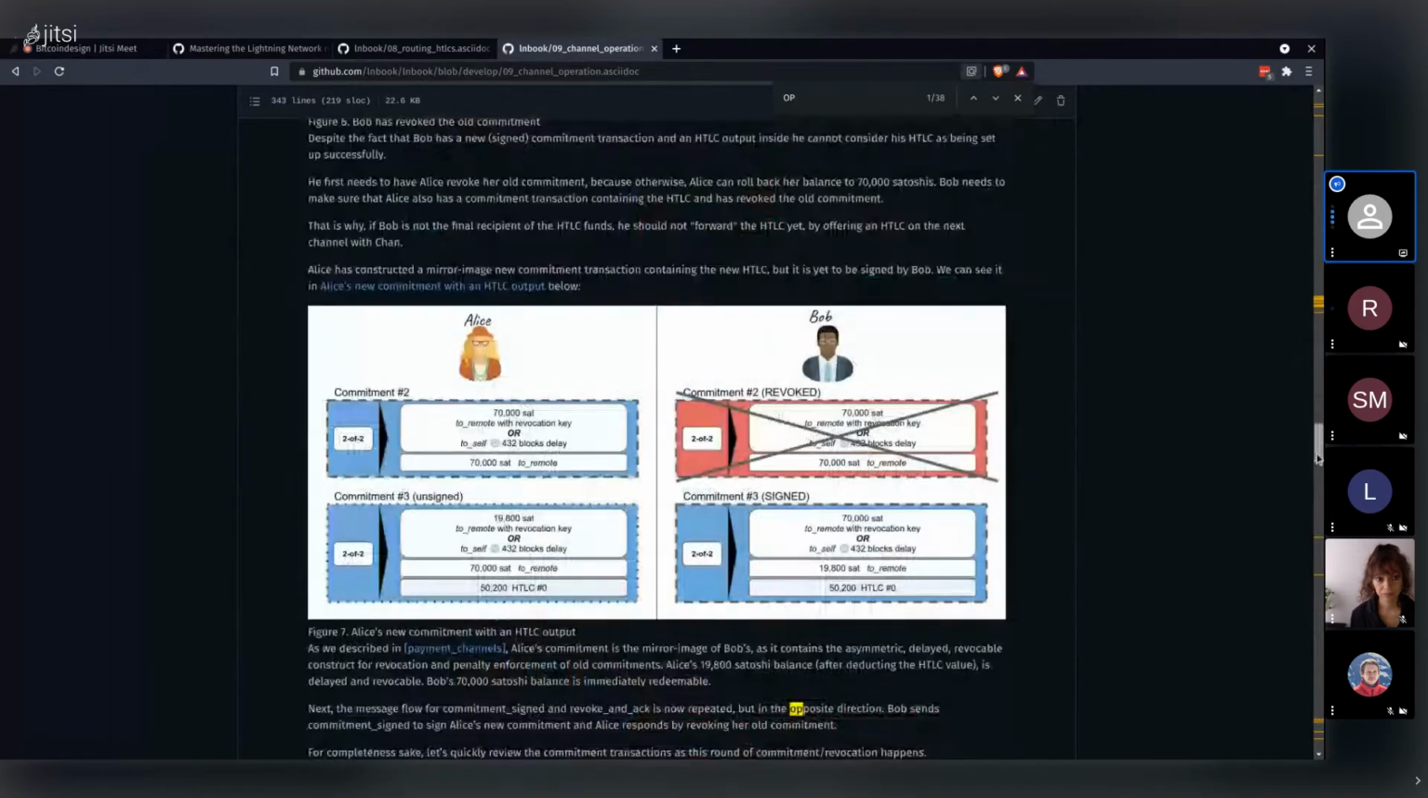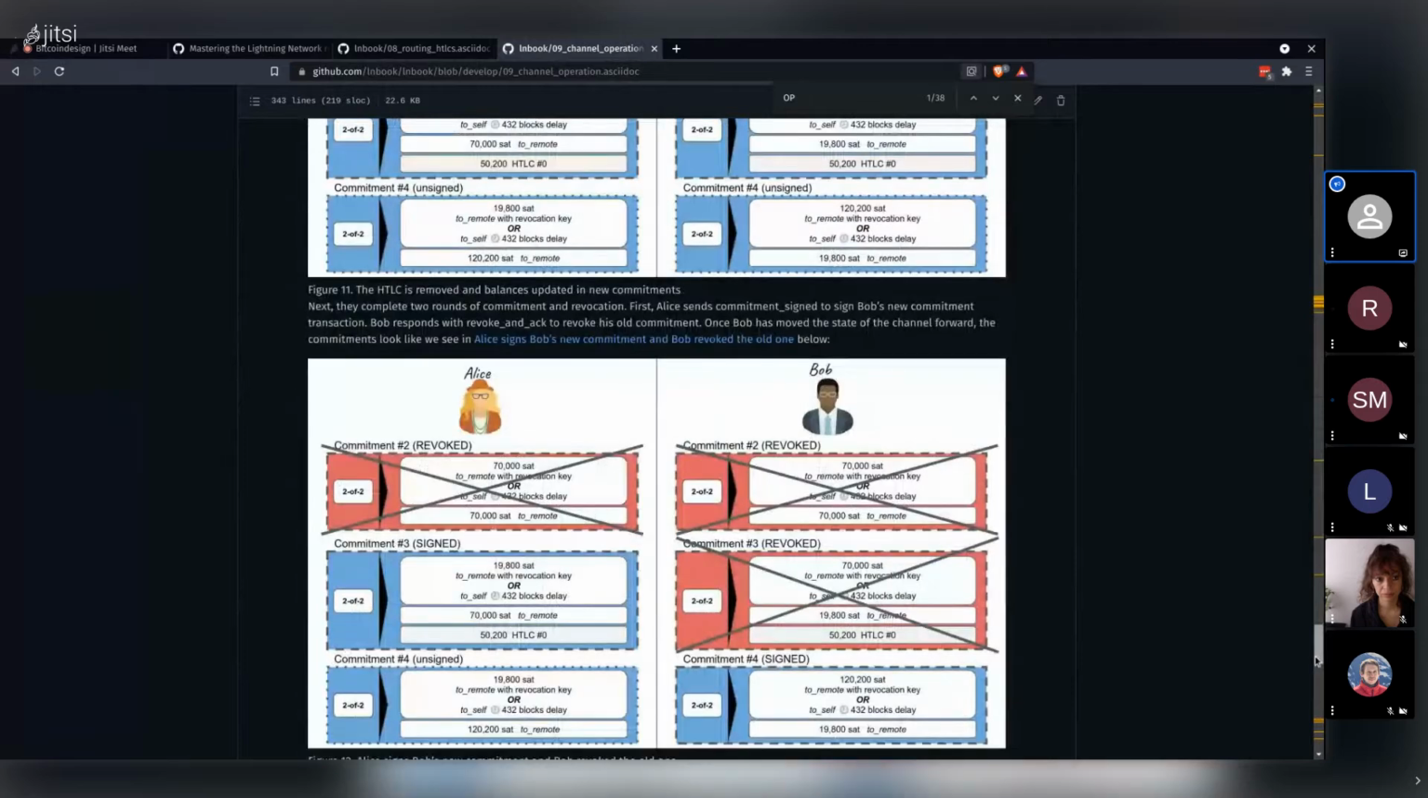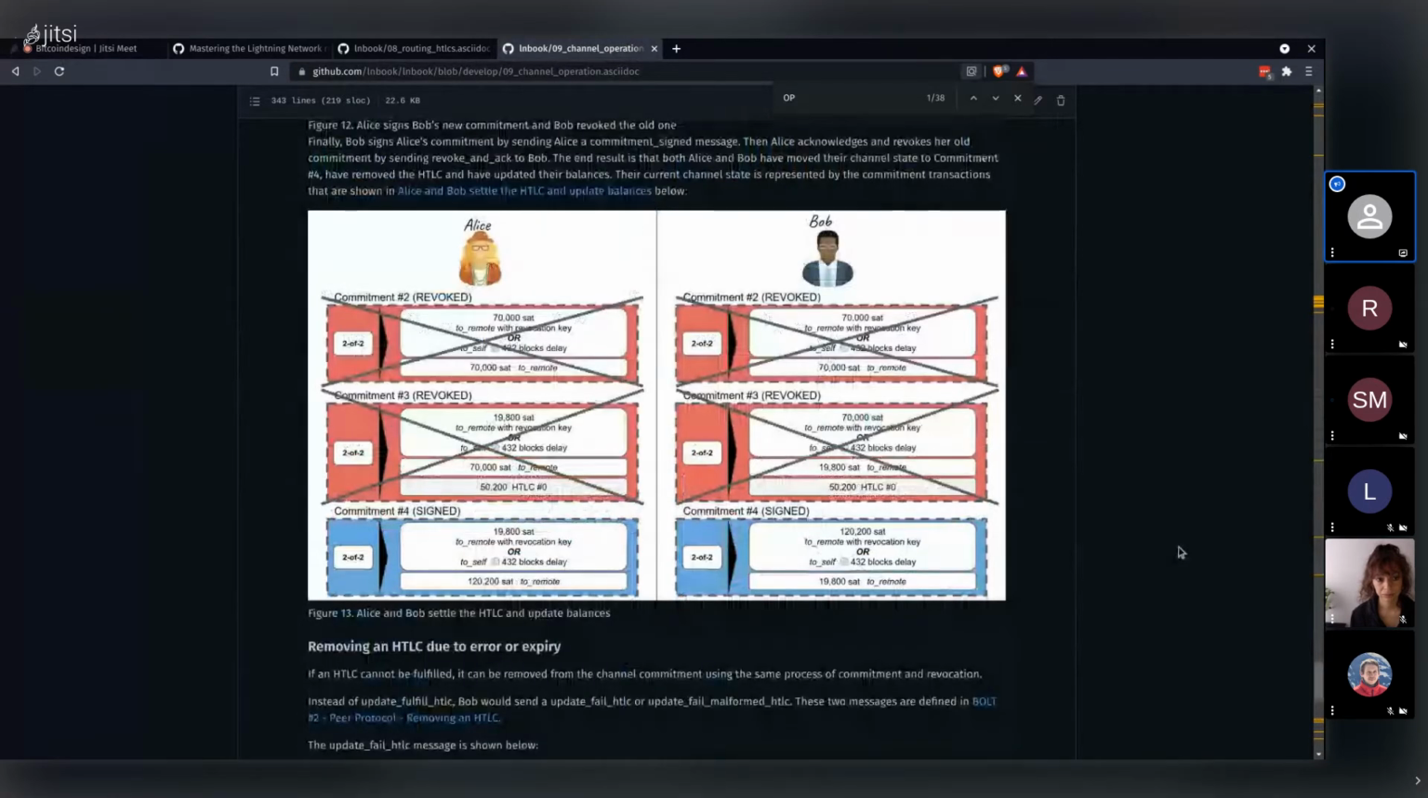Oh, did you want to go down to the bottom one maybe? Yeah, let's just look at that one real quick just to see what the final state is. Sorry, that's going to jump into the next chapter. So there, we've got the 120,200 and the 19,800. And you see the reverse image is on Alice's side. The 19,800 is this weird lock, and 120,200 is directly payable to Bob.